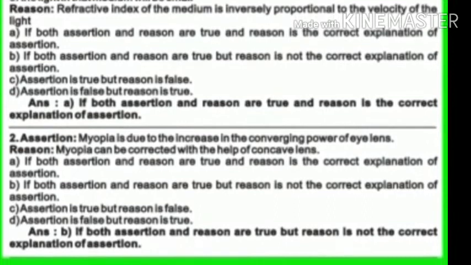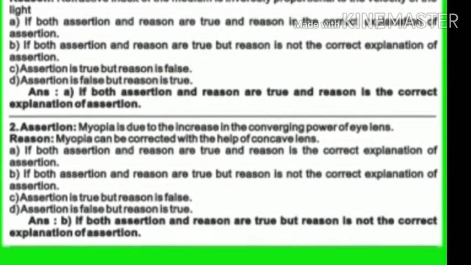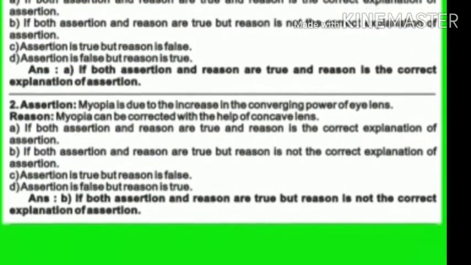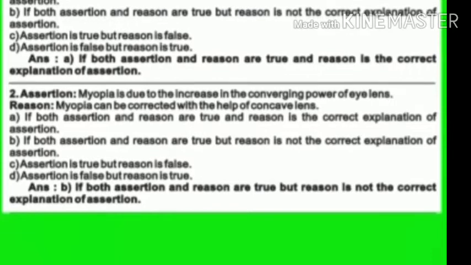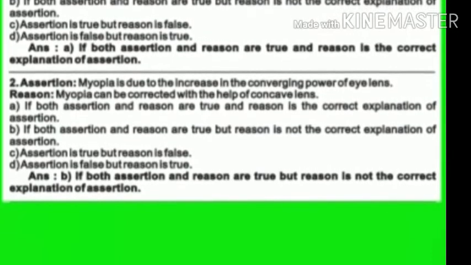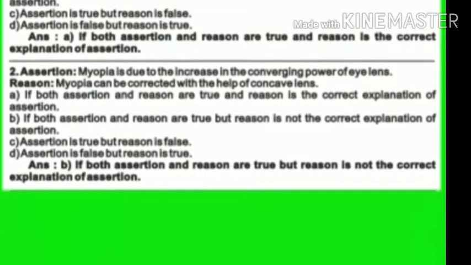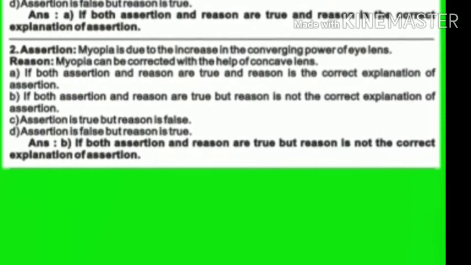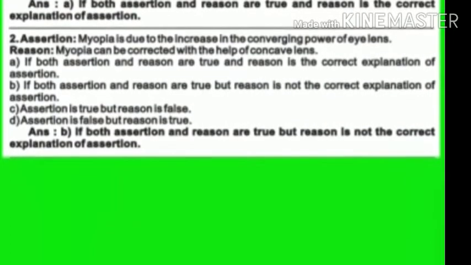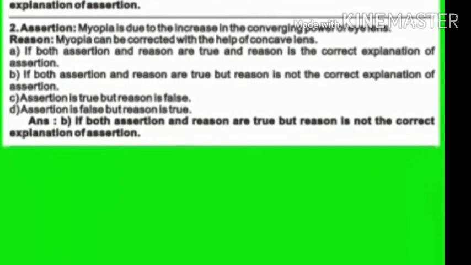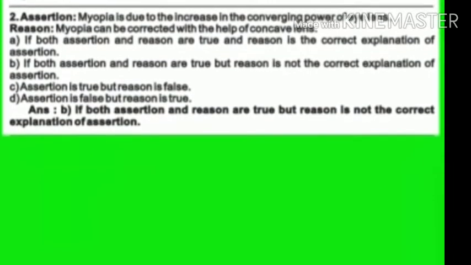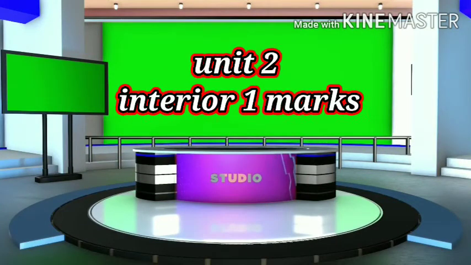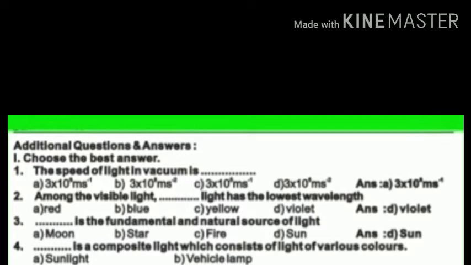Assertion: myopia is due to the increase in the converging power of eye lens. The reason: myopia can be corrected with the help of concave lens. The answer is, if both assertion and reason are true, but reason is not the correct explanation of assertion. And now the interior questions.